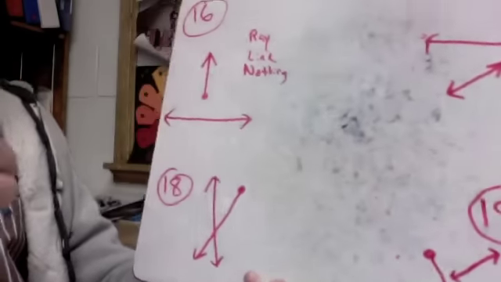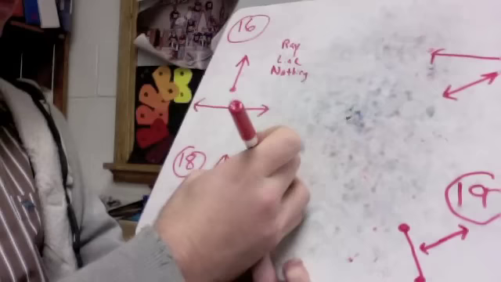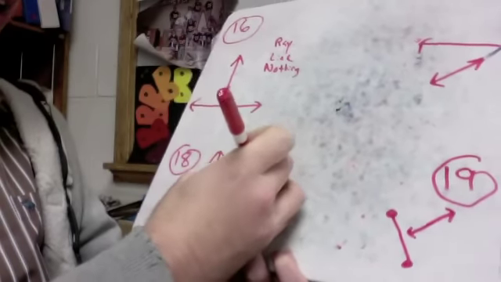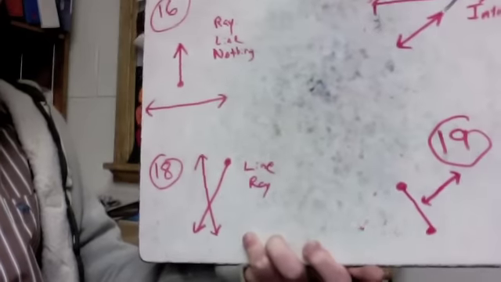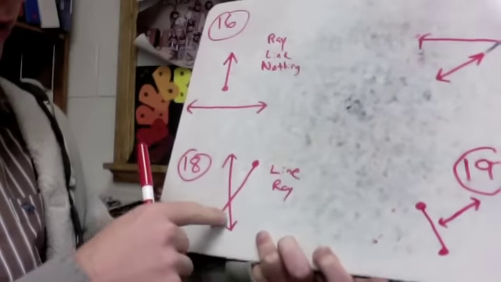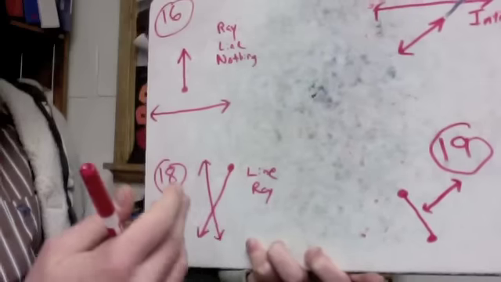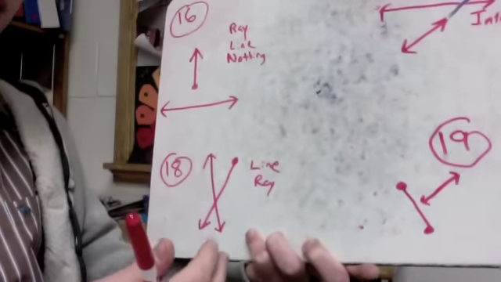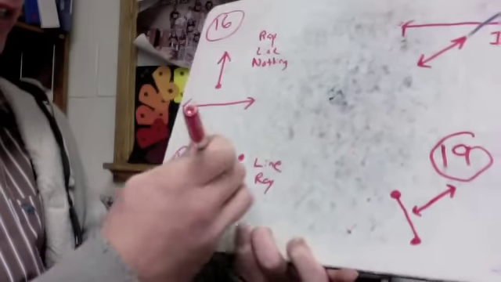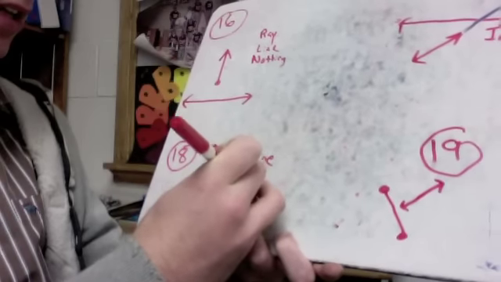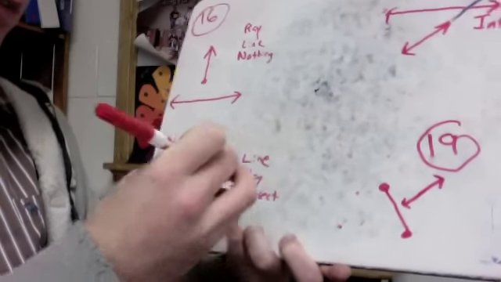Number 18. We've got a line and we've got a ray, and this one should be pretty easy to tell. They are crossing, but we don't have any angles that make squares. No 90-degree angles, no right angles. So this is just also going to be intersect.